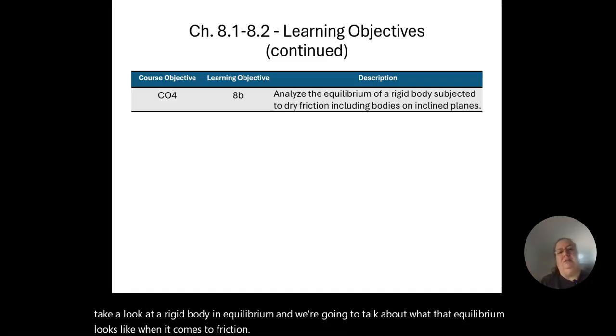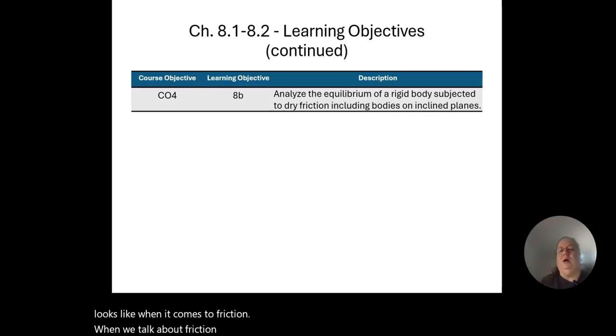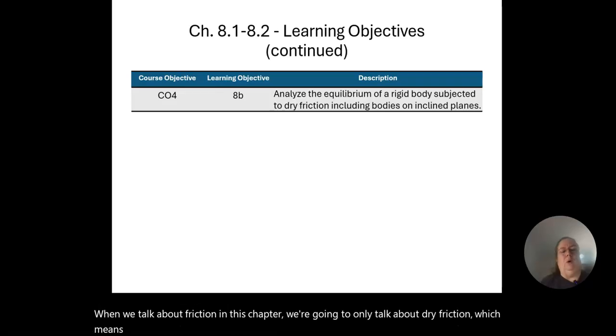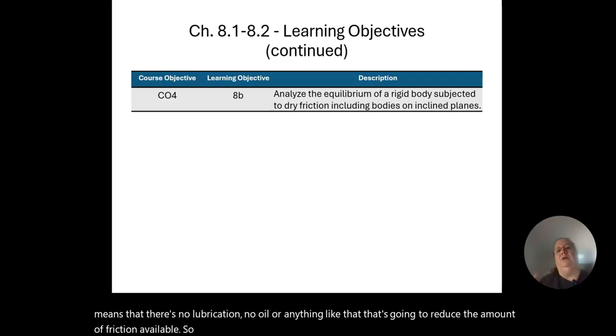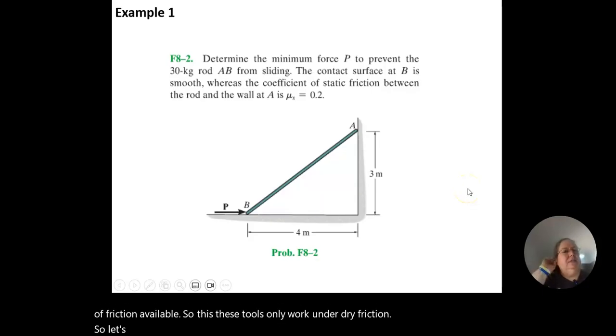When we talk about friction in this chapter, we're only going to talk about dry friction, which means there's no lubrication, no oil or anything like that that's going to reduce the amount of friction available. So these tools only work under dry friction. So let's go ahead and take a look at our first example.